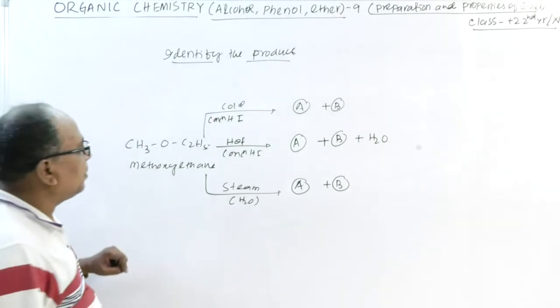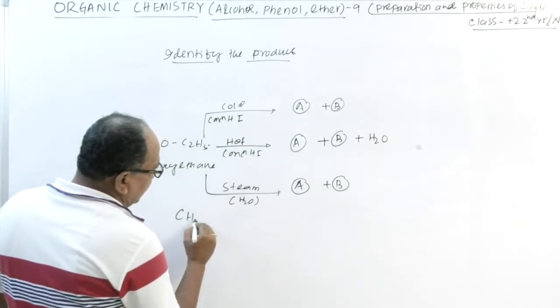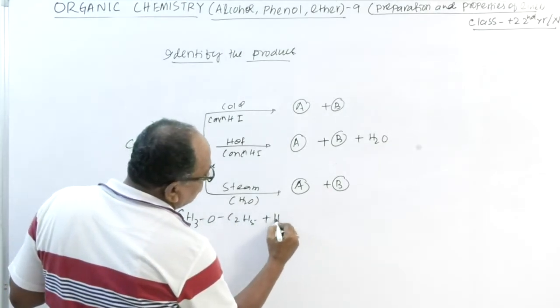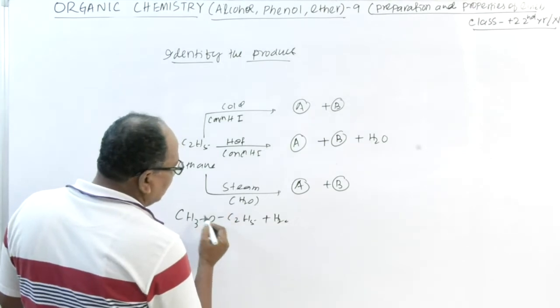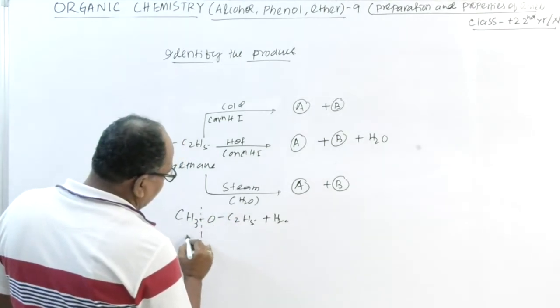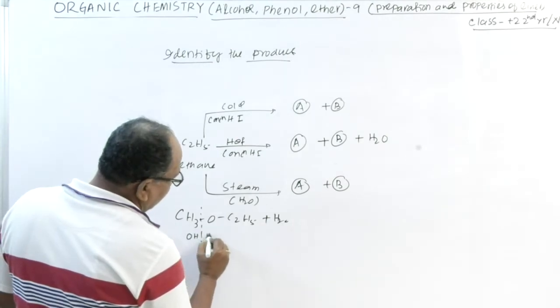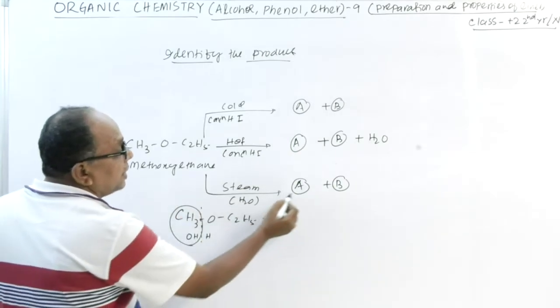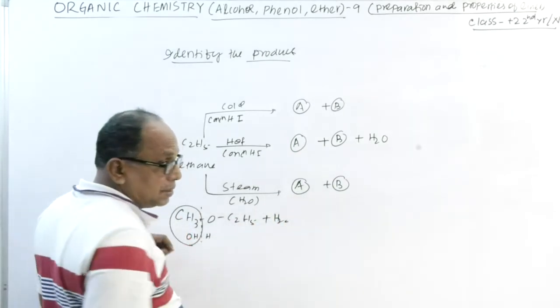You may doubt here, because this is CH3OC2H5 plus H2O. If you break this one, suppose it breaks here, this side is OH, this side is H. That gives CH3OH and C2H5OH.